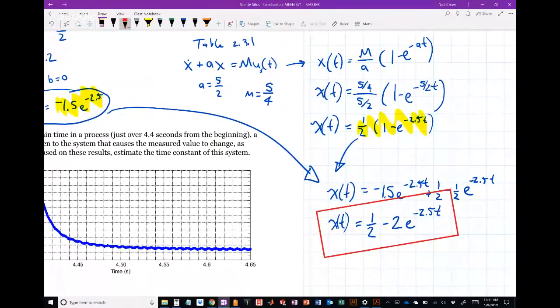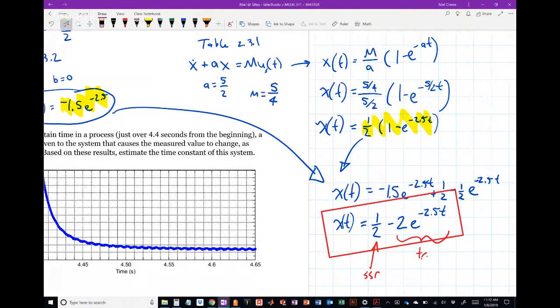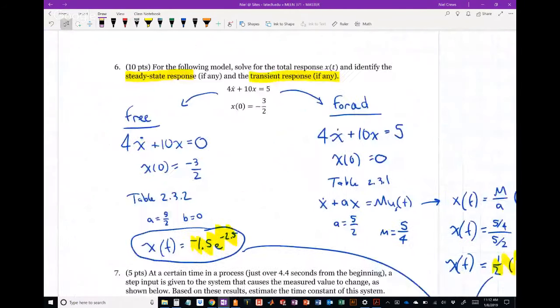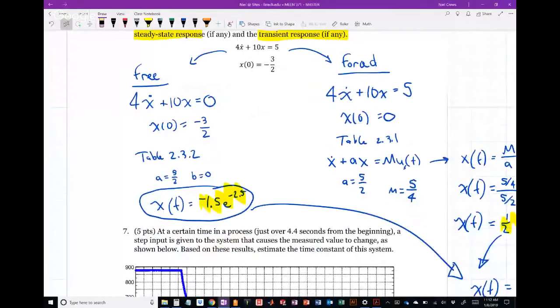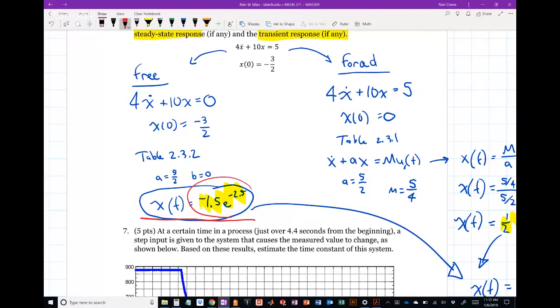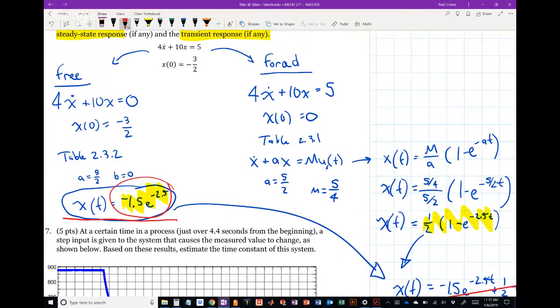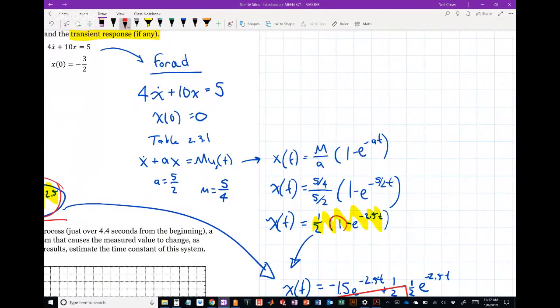Again, looking at the steady state and the transient response, we'll see that this is the steady state and this is the transient response. Steady state response right here. And we can see that this is not the same as the forced and the free. Looking back at this free response, the free response is only transient, whereas the forced response is partly steady state and partly transient.